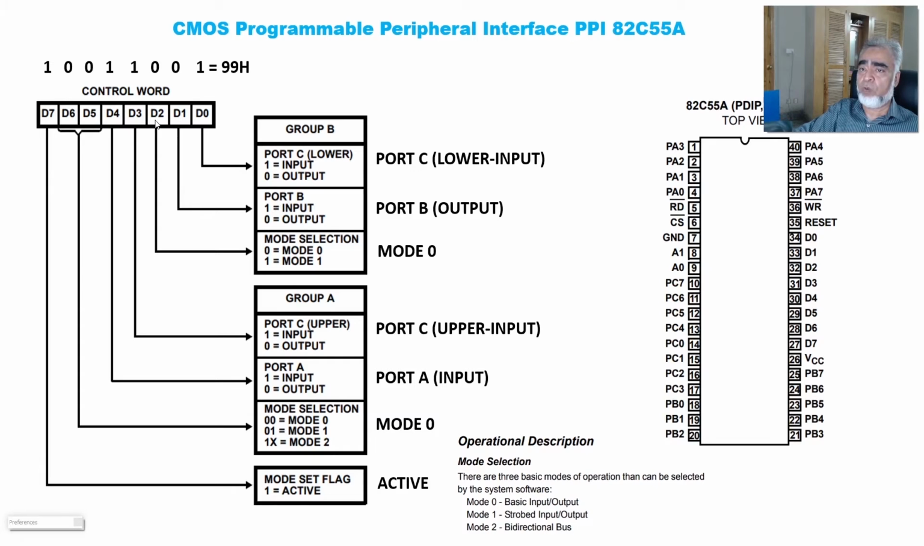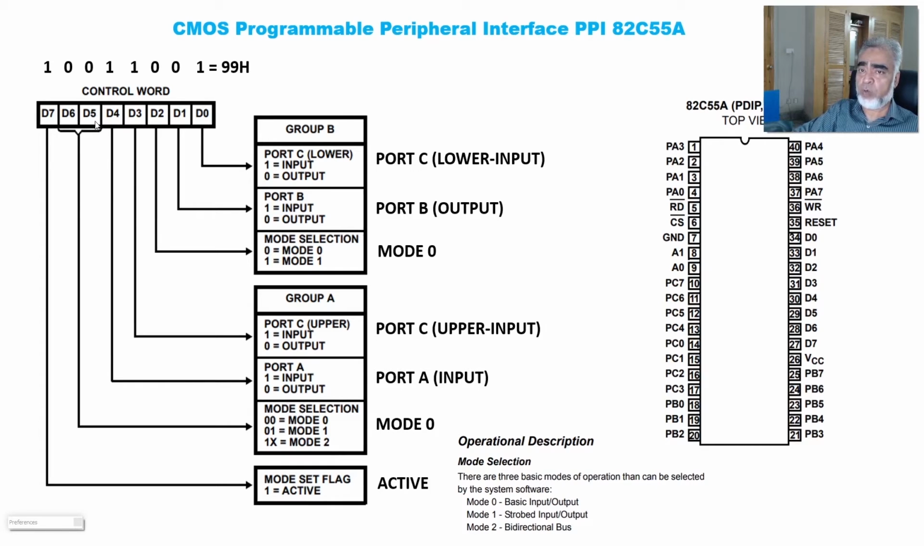For the bit D2, if the status of the bit D2 is 0, then the device 8255 will be configured in mode 0, and if the status of the bit D2 is 1, then the device 8255 will be configured in mode 1. And for the bit D3, if the status of D3 is 0, then port C upper will be output, and if the status of D3 is 1, then port C upper will be input. For the bit D4, if the status of D4 is 0, then port A will be output, and if the status of the bit D4 is 1, then port A will be configured as input port.